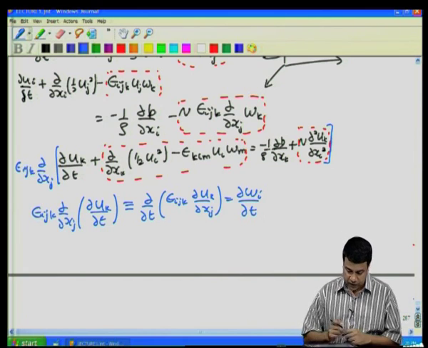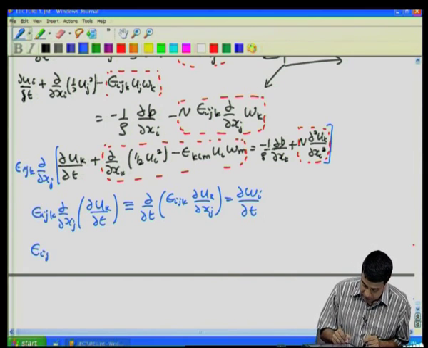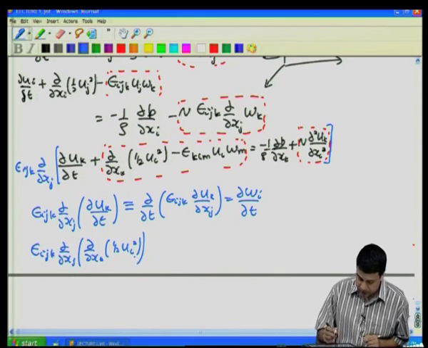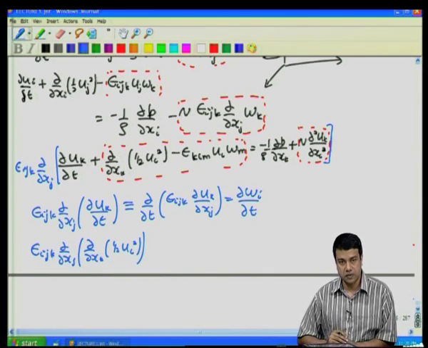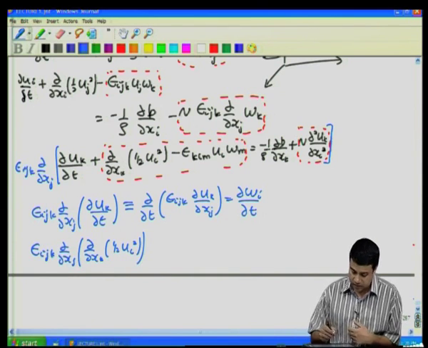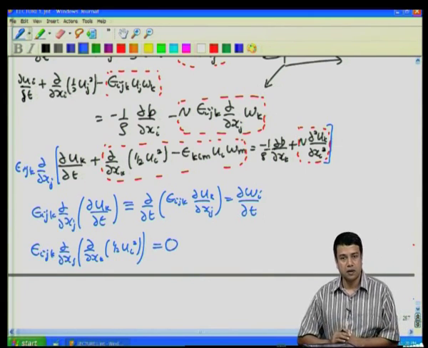The second term is epsilon ijk partial by partial xj of partial by partial xk of half ul square. Partial by partial xk of half ul square is the gradient of a scalar, half u square, the kinetic energy or the velocity square. You are taking the curl of that. The curl of the gradient of a scalar has to be equal to 0.